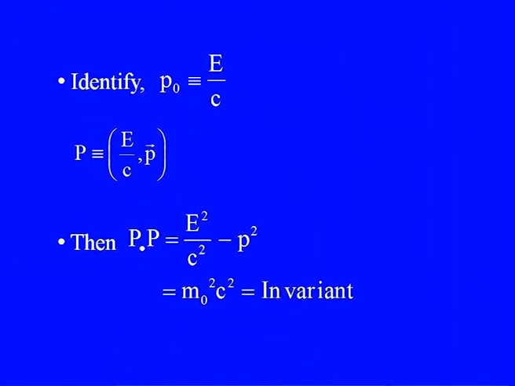So, if you identify P0 as E by c, and so the capital P becomes E by c, and then the other part is the 3-vector, then the four-vector dot product becomes E squared by c squared minus small p squared. And we know that that's invariant.